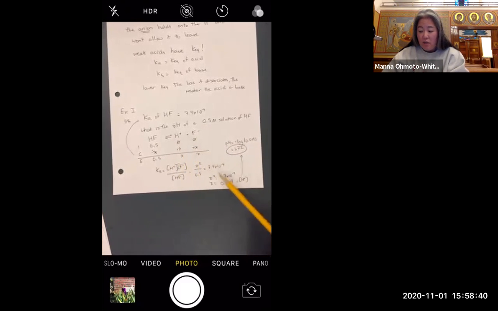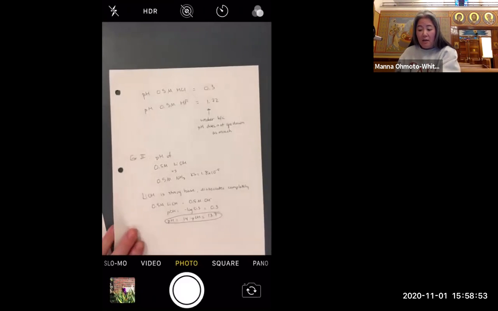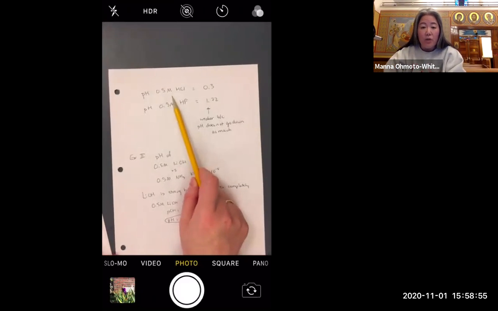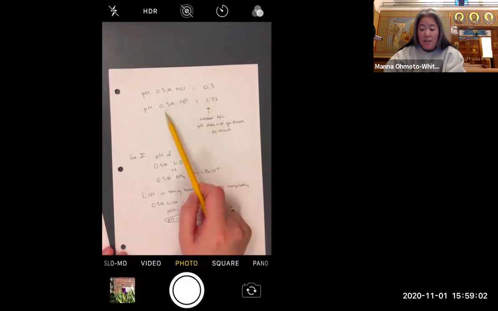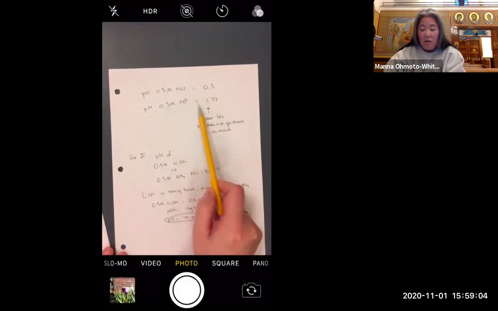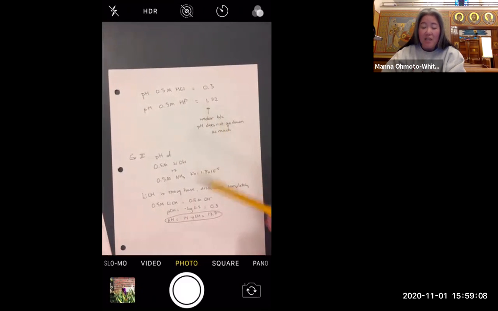And so when I solve for X, which is my H plus concentration, that ends up being 0.019 molar. And if I take the negative log of that, that becomes 1.72. So if I'm comparing again, my 0.5 molar HCl caused my solution to drop to a pH of 0.3, that same concentration of HF causes it to drop to 1.72. So again, it's weaker because the pH does not go down as much.